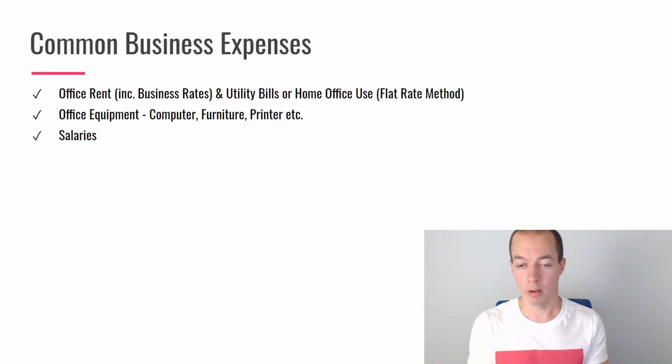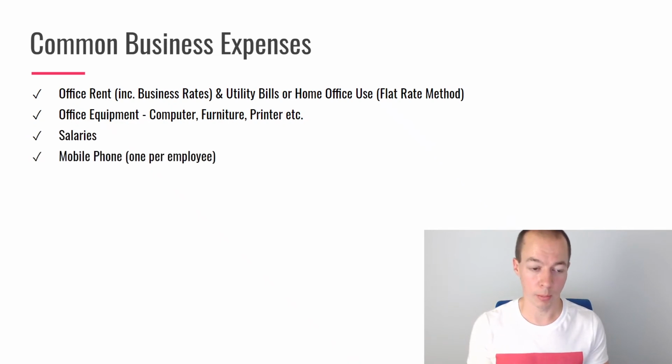You also have salaries and you should be able to offset 100% of these against your corporation tax bill. Even if you're a director, you'll still be able to offset against the tax as an outgoing because it is a genuine business expense. As I just said on the previous slide, mobile phones, so one phone per employee, should not raise any eyebrows at HMRC.